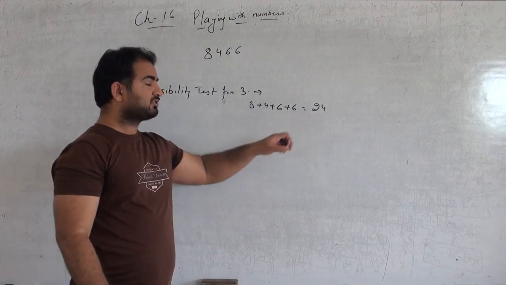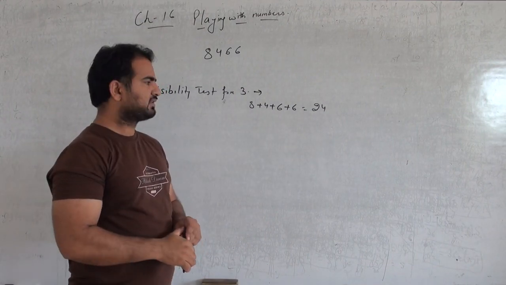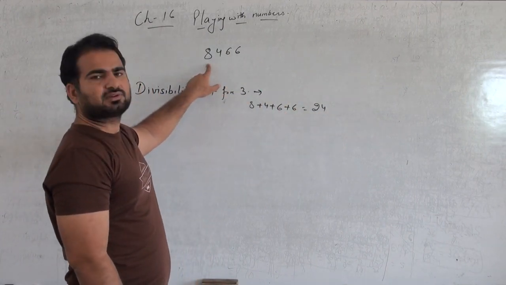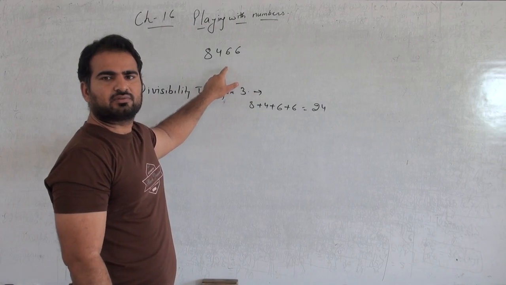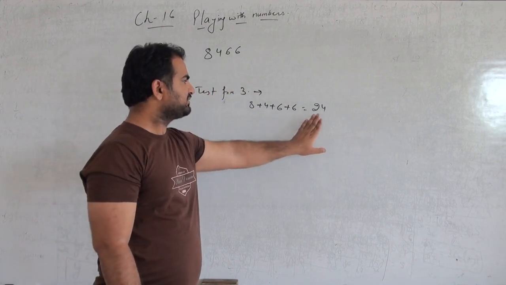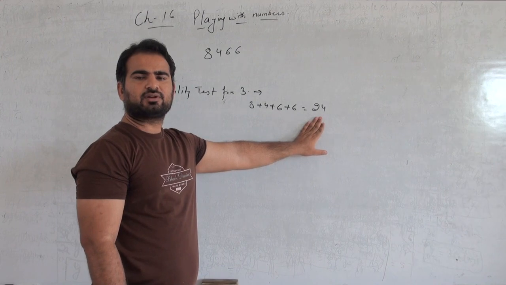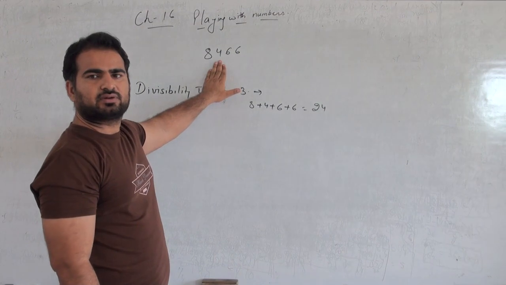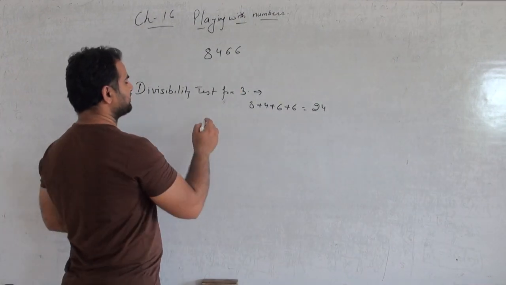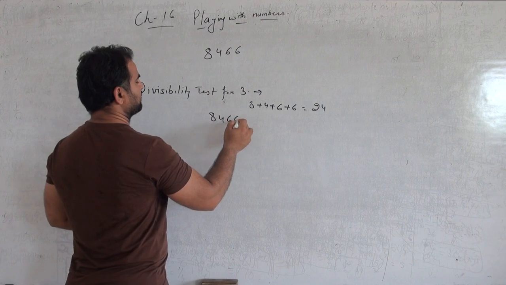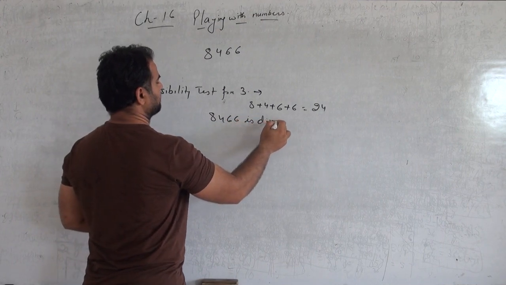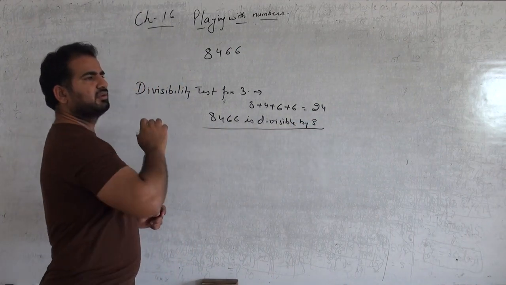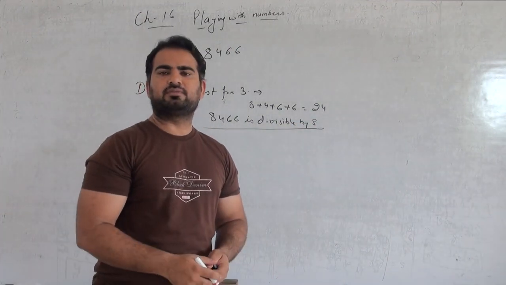Is the number 24 divisible by 3? Yes. So if the total is divisible by 3, then this number is also divisible by 3. What we have to do? Just add the digits, and check whether the total we got is divisible by 3. Then this number is also divisible by 3. Okay. So 8466 is divisible by 3. Done.